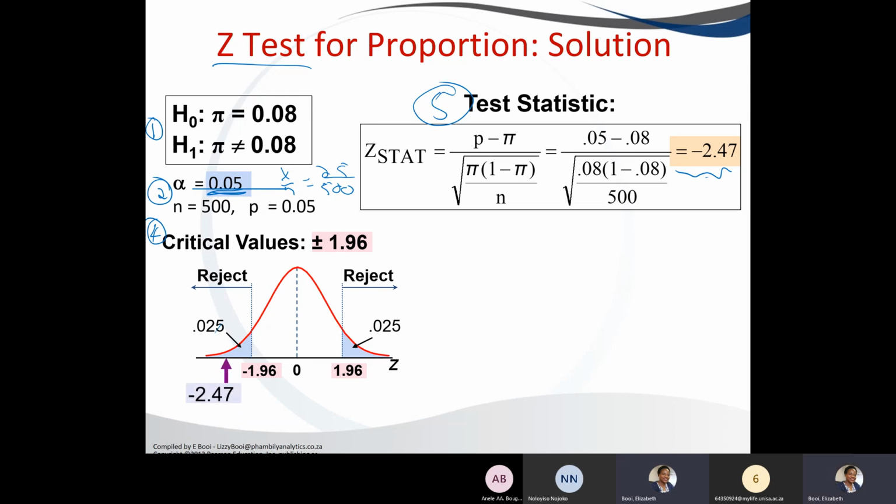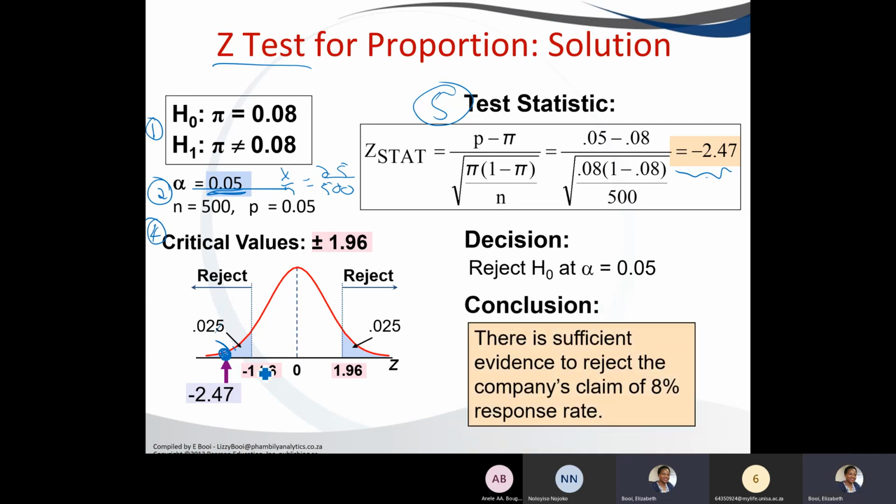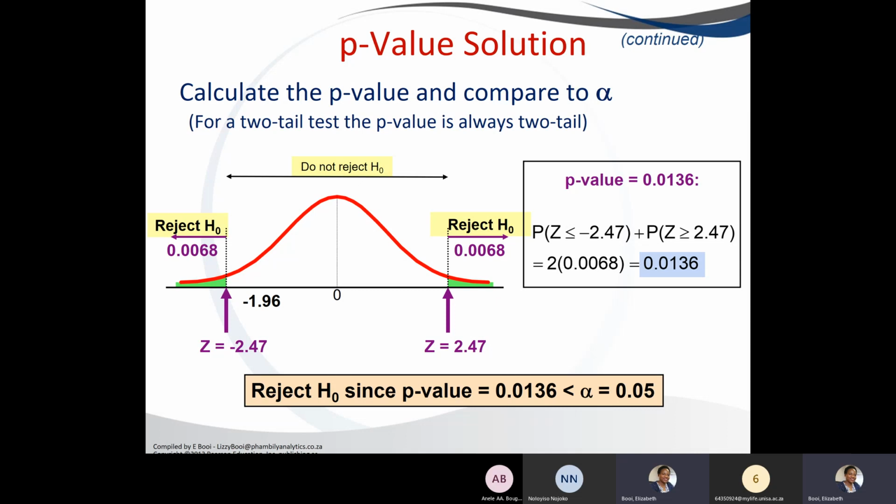We can then now make a decision. Our test statistic falls in the rejection area. Our decision is, if it is less than our critical value of minus 1.96, we're going to reject. Therefore, we're going to conclude by saying there is sufficient evidence to reject the company claim of 8%. And that is how we do hypothesis testing.